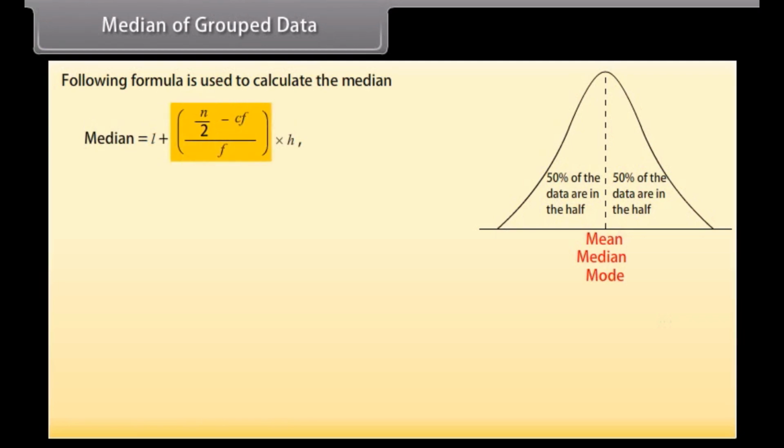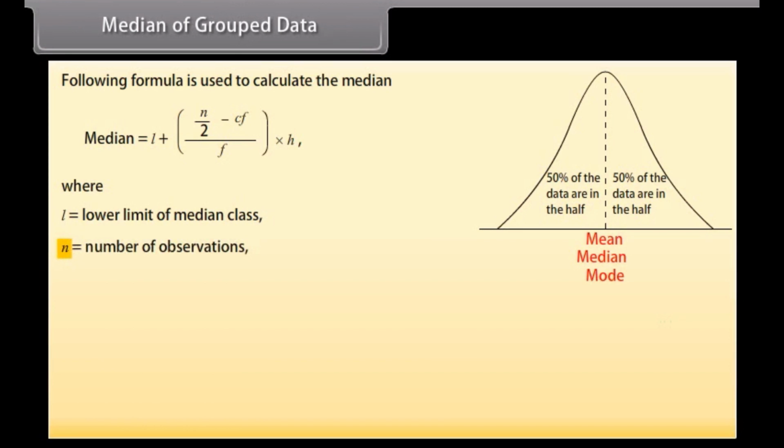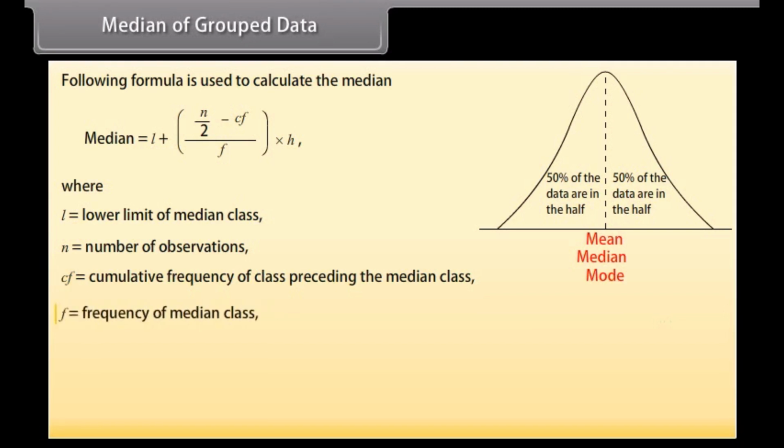Median equals L plus ((n by 2 minus CF) divided by F) multiplied by H, where L is equal to lower limit of median class, n equals number of observations, CF equals cumulative frequency of class preceding the median class, F equals frequency of median class, H equals class size, assuming class size to be equal.